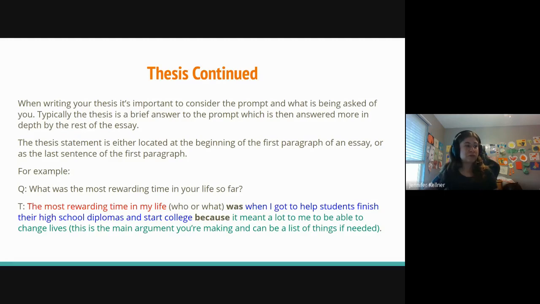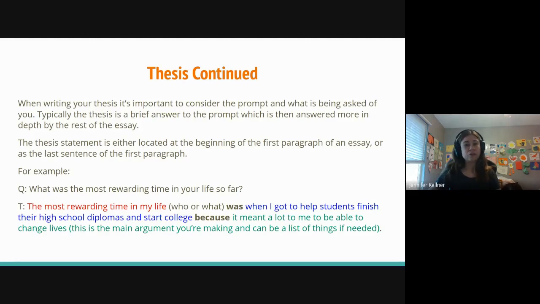So again, this is the main argument, and I could say change lives by, and then list three different things there, or I can leave it alone, and then my next sentence is going to go in depth on what those things are. The two or three things.